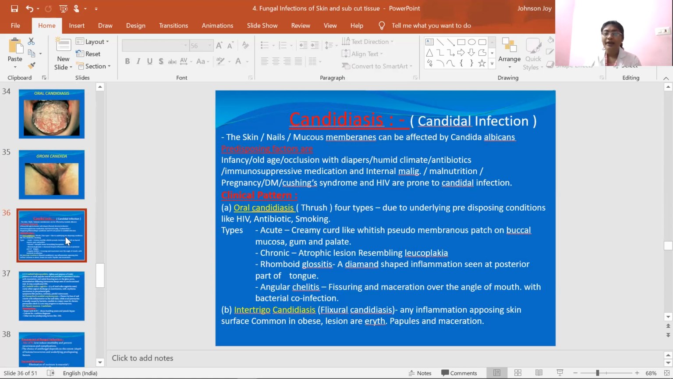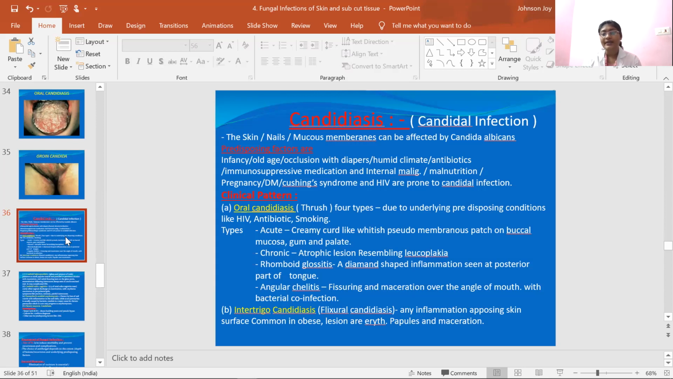The types are acute: when there is an acute manifestation, there will be a creamy, curd-like, whitish pseudomembranous patch on the buccal mucosa, gums, and palate. In the chronic type, there will be an atrophic lesion resembling leukoplakia. In the chronic type you can see an atrophic lesion, and in the acute one you can see a creamy curd-like pattern.